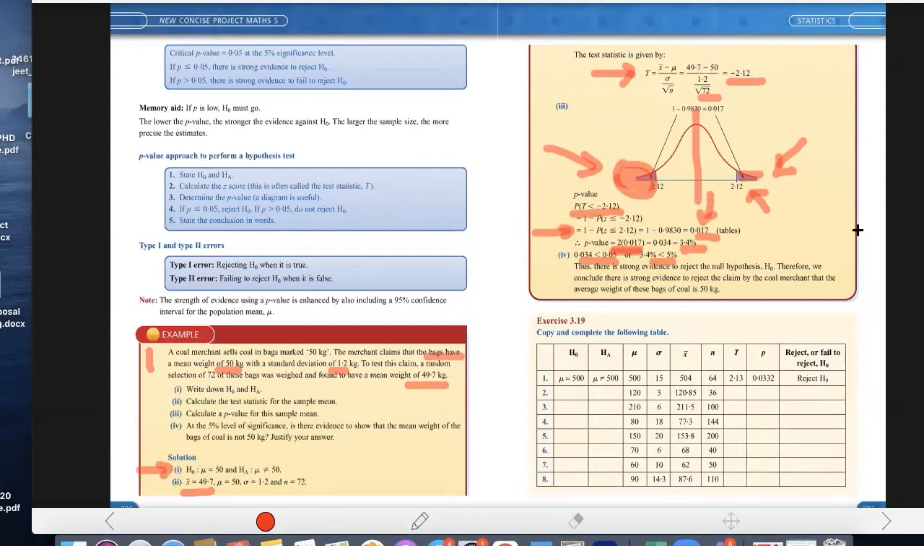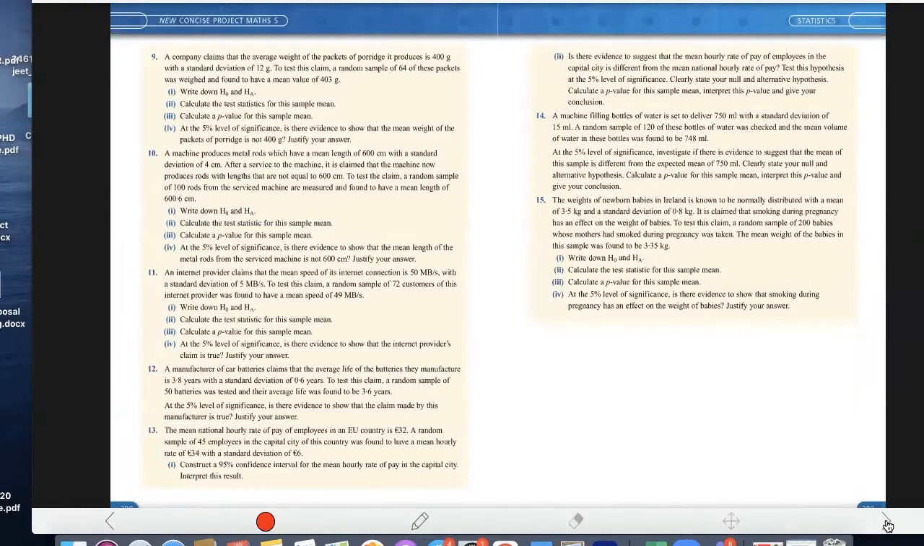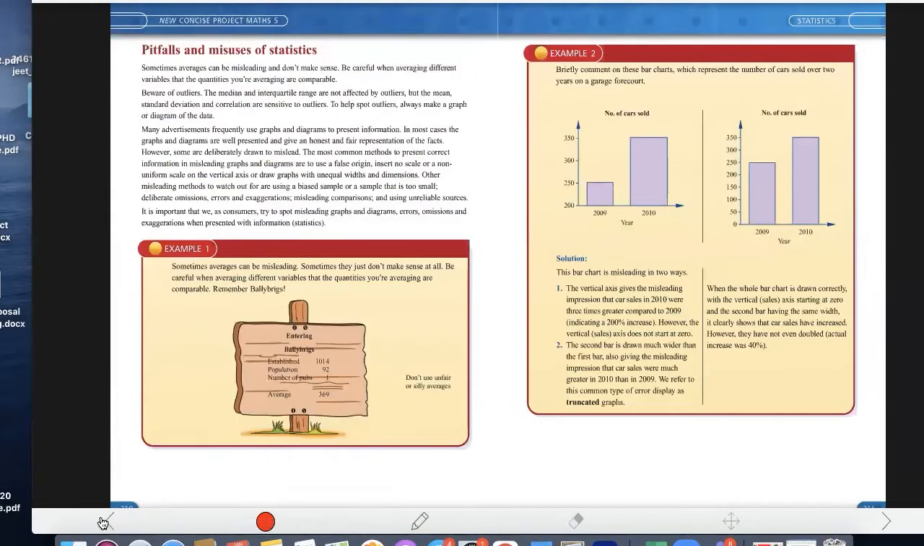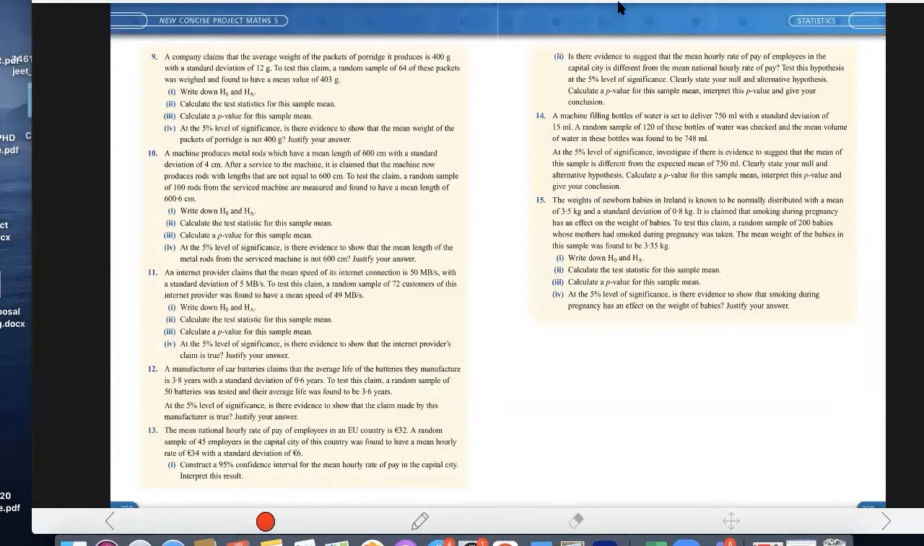A good question on p-values is on the 2019 paper, so I suggest you try that one. I'll do up a video for it, and we'll see, does the p-value make sense for you in that particular one? And that concludes our theory part of statistics.